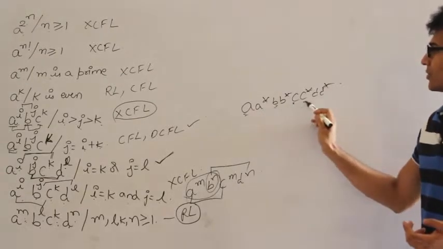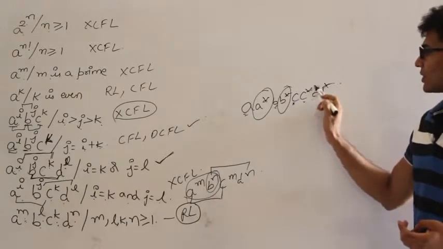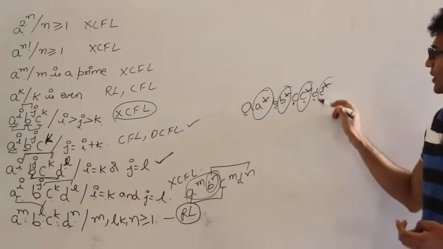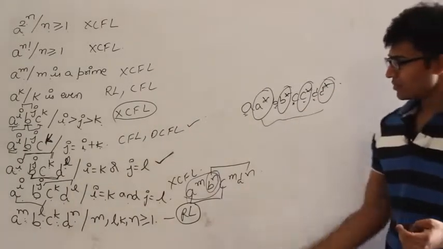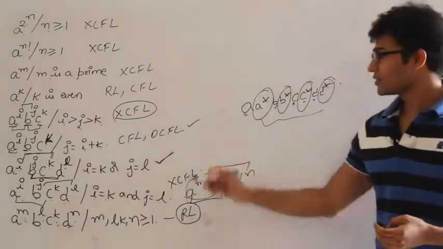At least one A will be there, followed by any number of A's, at least one B followed by any number of B's, at least one C followed by any number of C's, and so on, right? Therefore it is simply a regular language, right? We shall see more examples.